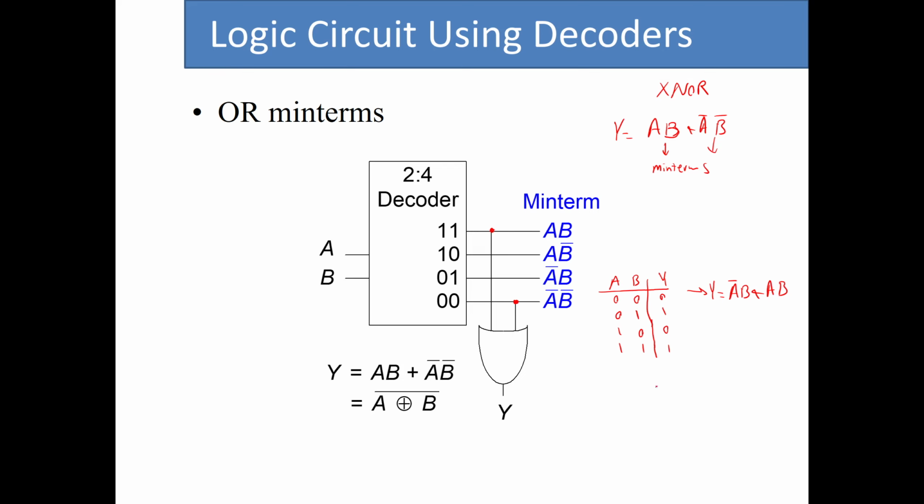If I want to do the implementation using a 2 to 4 decoder, I have A and B here. I have 0 0, 0 1, 1 0, and 1 1 outputs here. Each one of these is creating one of the minterms. So this is A bar B bar, the first row. This is A bar B, the second row. This one is A B bar, the third row, and finally A B.